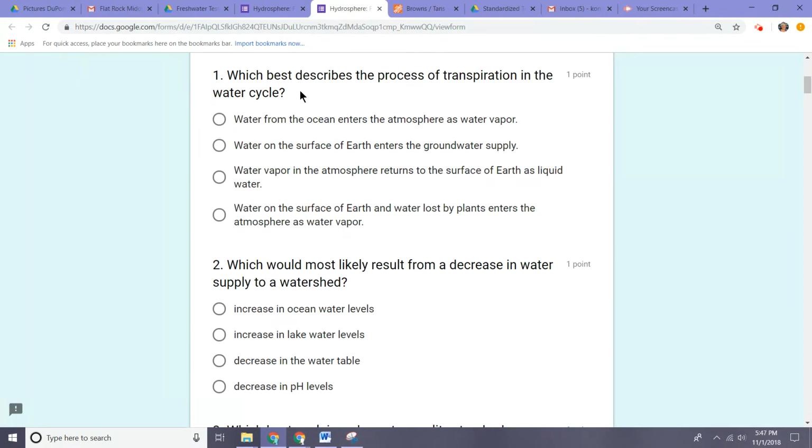Number 1. Which best describes the process of transpiration in the water cycle? Water from the ocean enters the atmosphere as water vapor. Water on the surface of the earth enters the groundwater supply. Water vapor in the atmosphere returns to the surface of Earth as liquid water. Water on the surface of Earth and water lost by plants enters the atmosphere as water vapor.